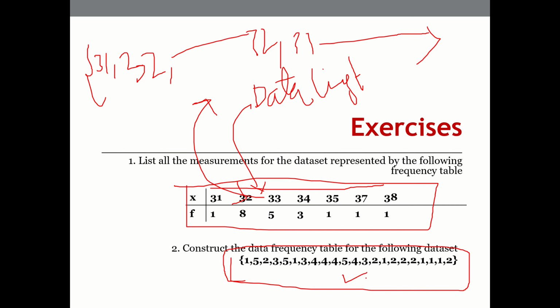What is the lowest value? X. 1. Highest value? 5. F of 4, how much? 4. 1 2 3 4.